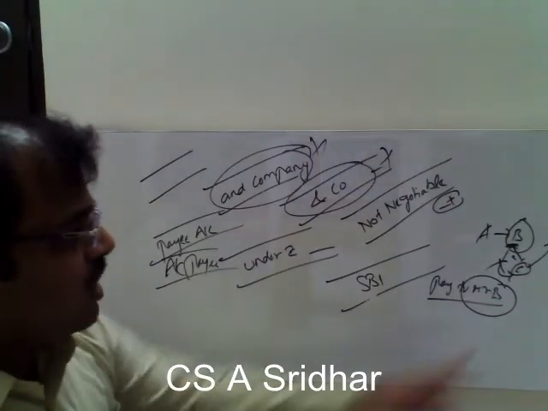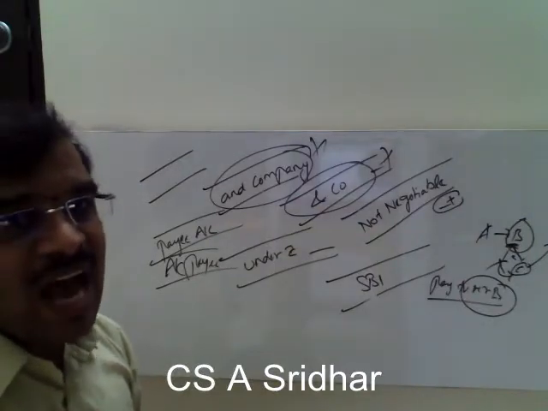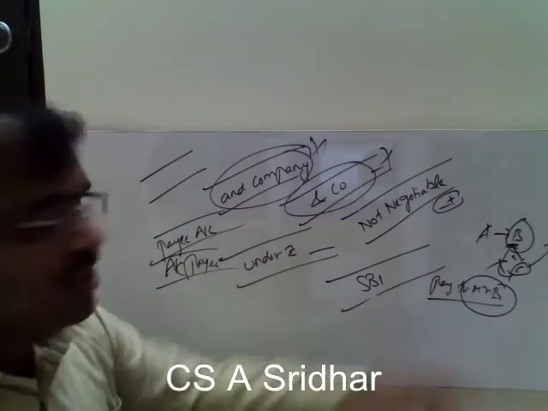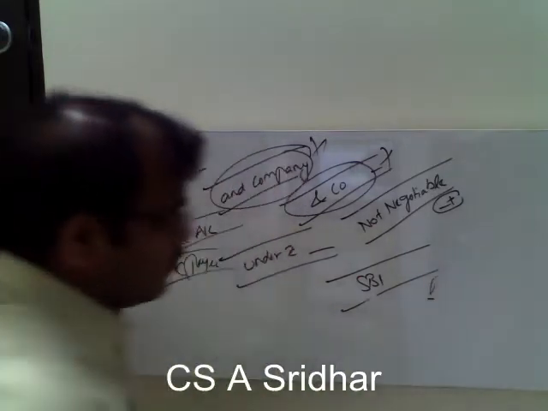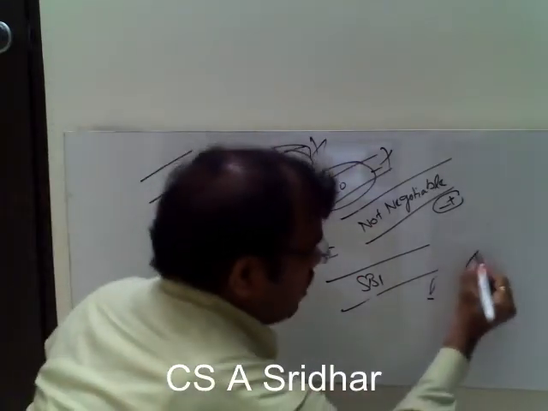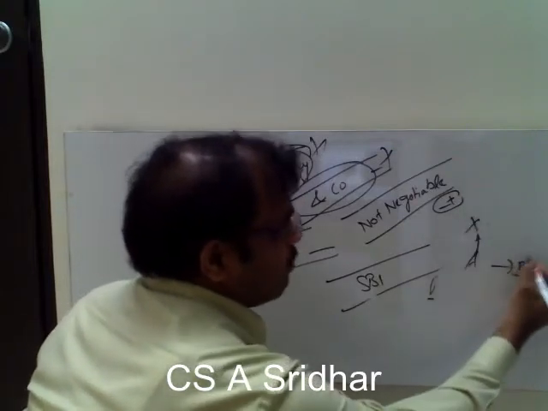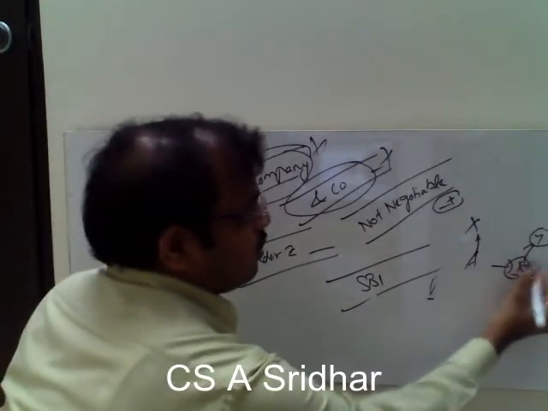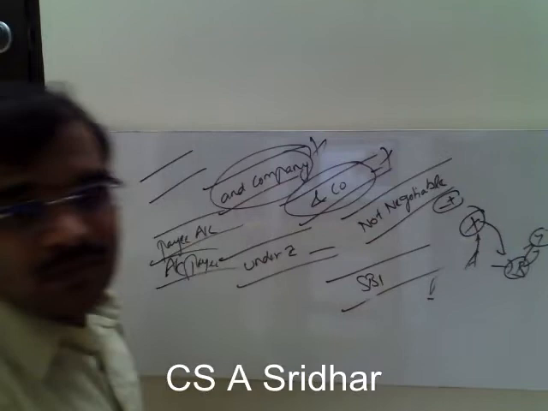So here whose responsibility is it? As a paying banker, I am not expected to know who is B. Why? Because suppose A gave the check to B. A is having an account with X bank, B is having an account with Y bank. When B is submitting the check to Y bank, how can X know who is B?